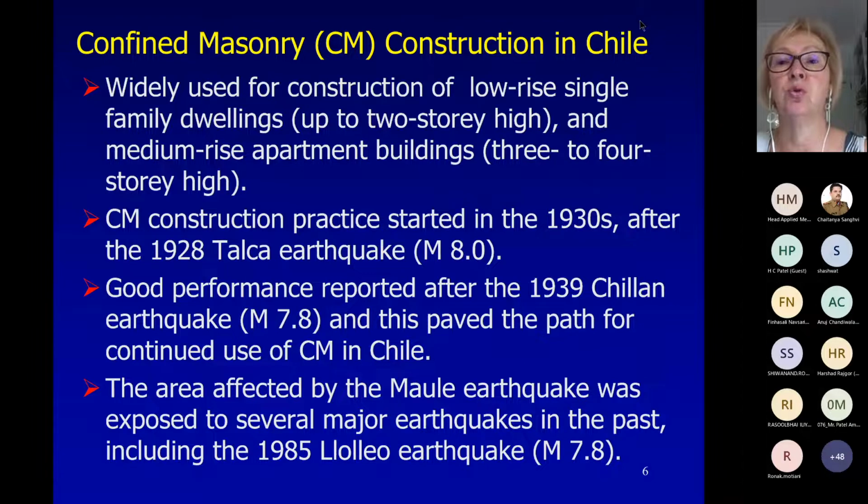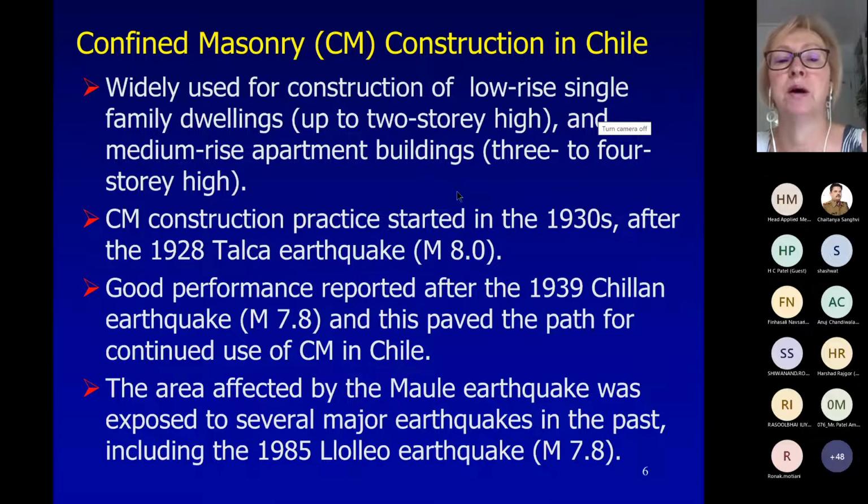as we know, masonry construction practice is very different in the world. And so is confined masonry in a sense. It's not the same in Latin America as it will be in Asia, for example. So confined masonry is widely used for construction of low-rise family buildings, single-family buildings like these bungalows, one up to 2-story high, and also medium-rise apartment buildings, 3 to 4-story high. That is typical in Chile. I think they can go higher than that, but that is their practice for medium-rise apartment buildings.